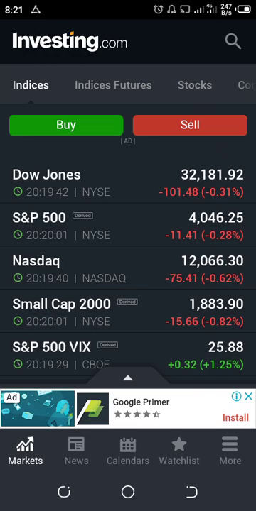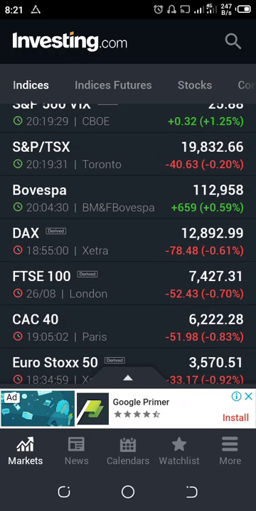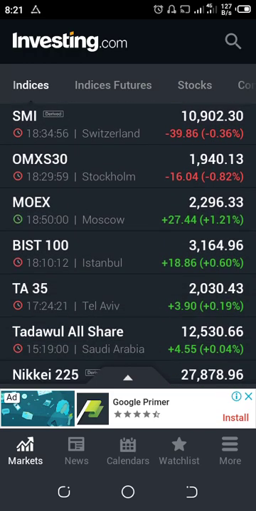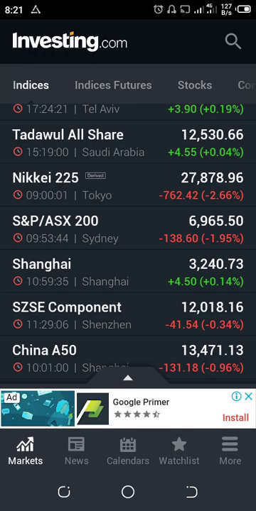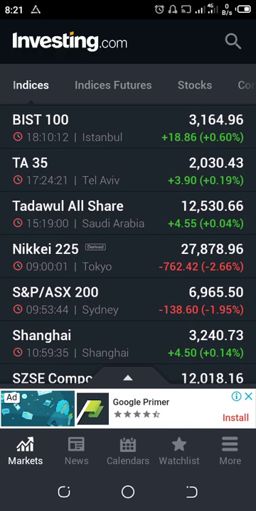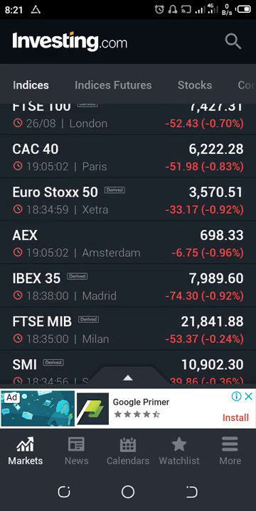And of course, you can decide to trade the lesser of these indices. There are quite a number of them down there. You can decide to increase your number of investments down there.